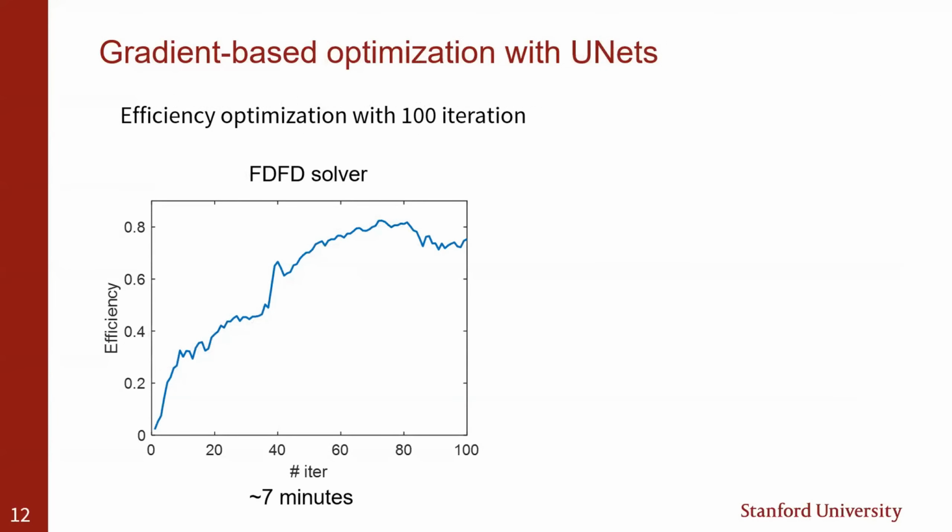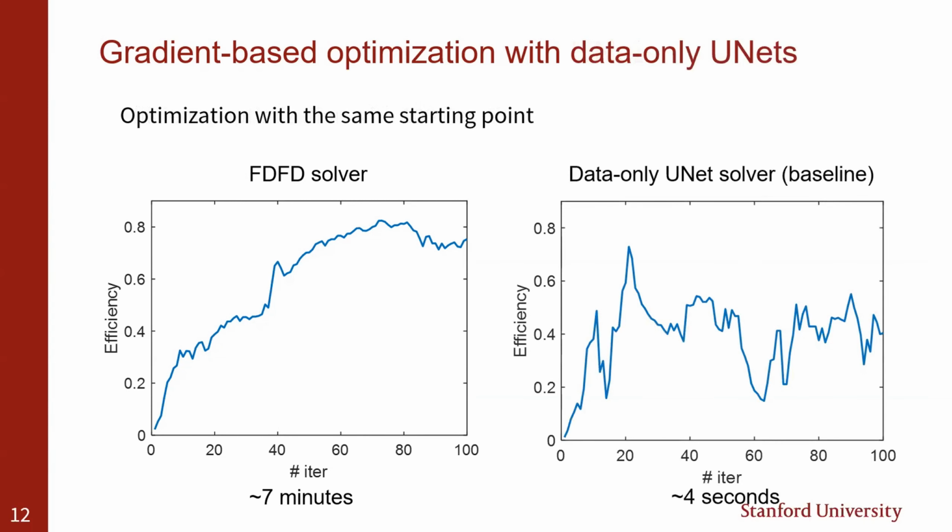Here we first show the efficiency curve of a 100 iteration local optimization with an FDFD solver. And it gives us a final device of about 80% efficiency. This can be viewed as a ground truth optimization, which takes about 7 minutes to finish. Then with the exact same starting point, we run this optimization with the baseline solver, where the unit is only trained with data. As expected, this one obviously does not work because the gradient at each step is very off, and the optimization can easily fall into a wrong track.